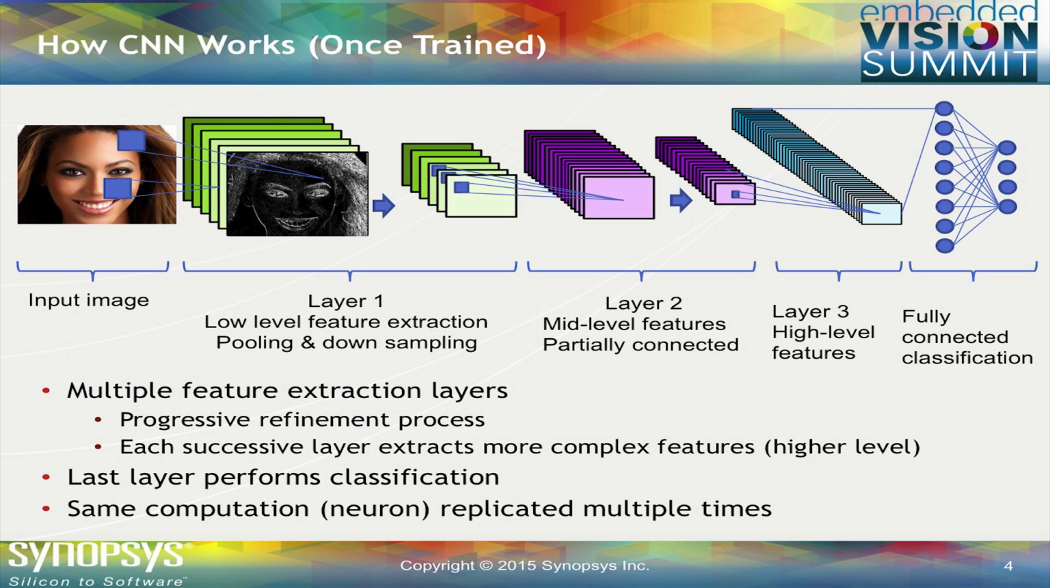Okay, so we're focusing on how the CNN works once it's trained. We've seen that earlier today. It's a refinement process, multiple layers. That's why it's called deep learning. And the last layer will do the final classification.